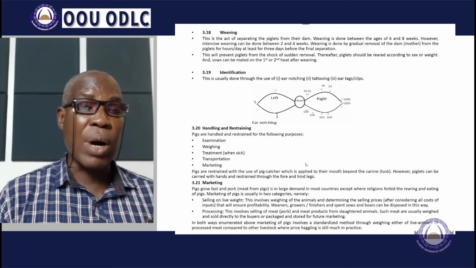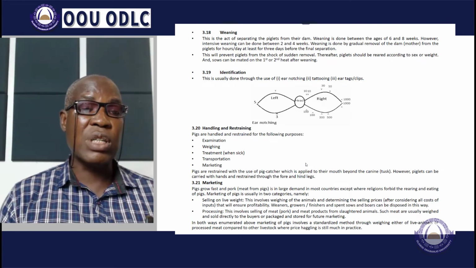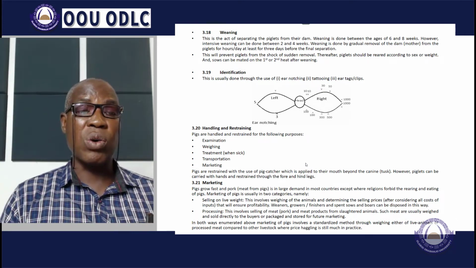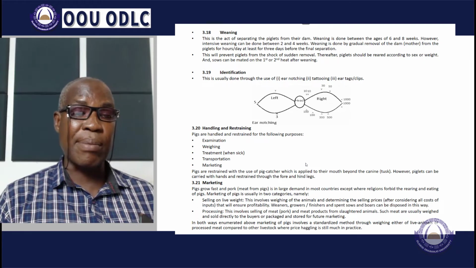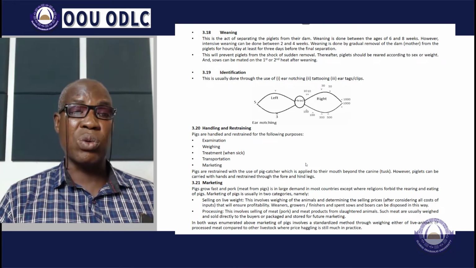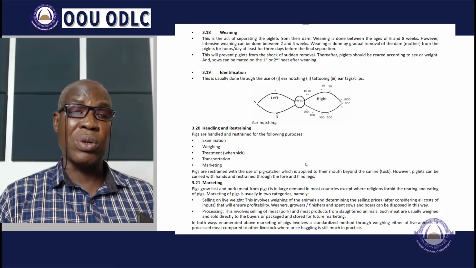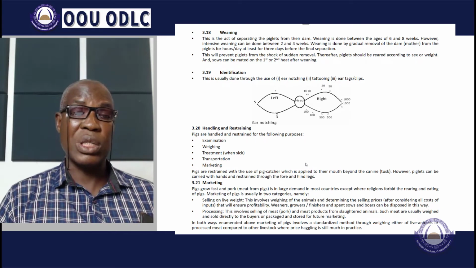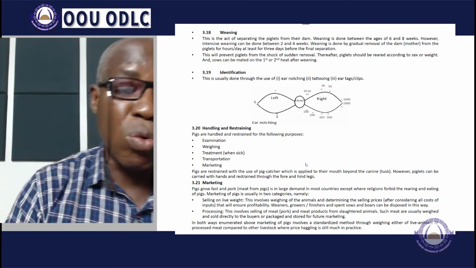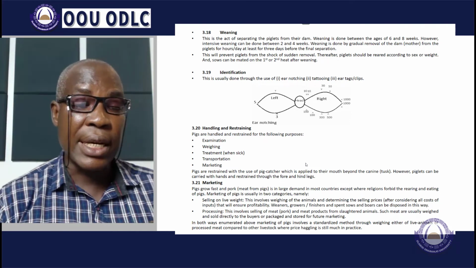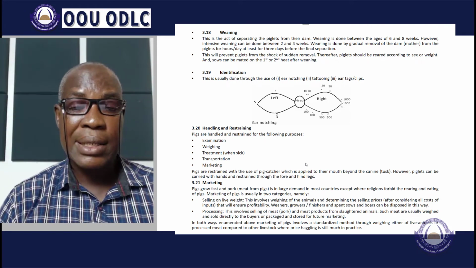Handling and restraining. Why do we handle animals? We handle them when we want to examine them, when we want to weigh them, when we want to treat them, when we want to transport them, and when we want to market them. It is very essential we handle and restrain them. Restraining is done to prevent the animals from hurting the husbandryman. You know, the pigs also can be hostile, and in the process of carrying them, they can hurt or wound the husbandryman.